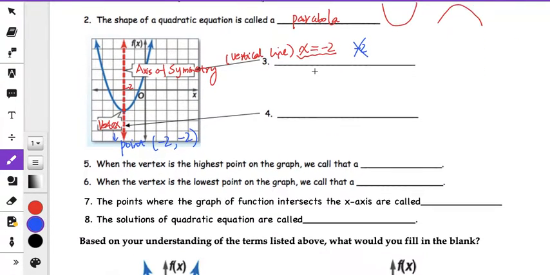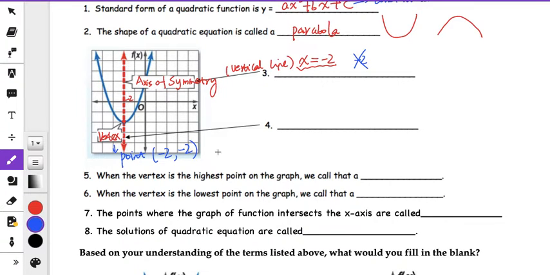Next. When the vertex is the highest point on the graph, like this, then we call this the maximum. And accordingly, if we are looking at the lowest point, it's like when you are riding the roller coaster and go to the very bottom point here, we call it the minimum, because that is the lowest value for the function.